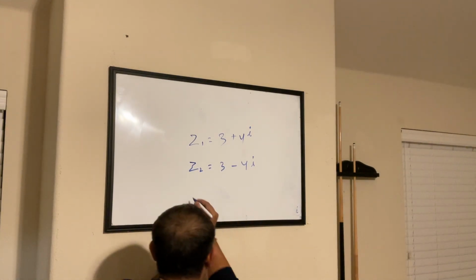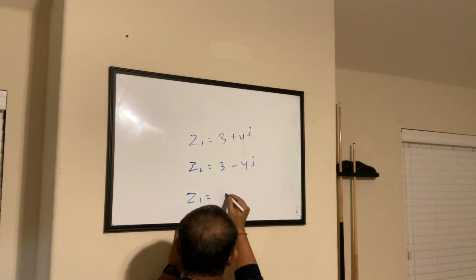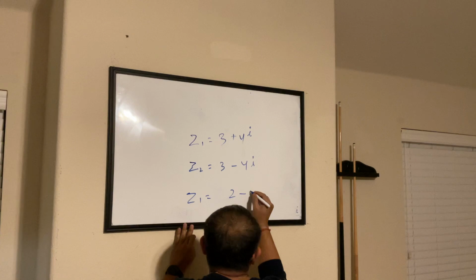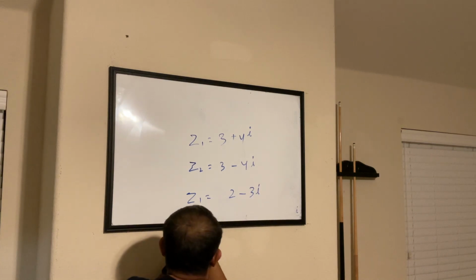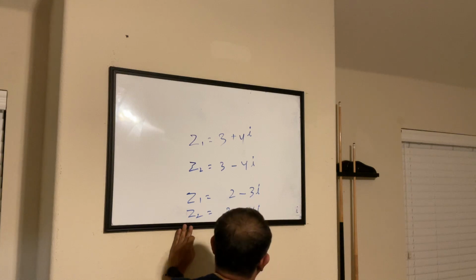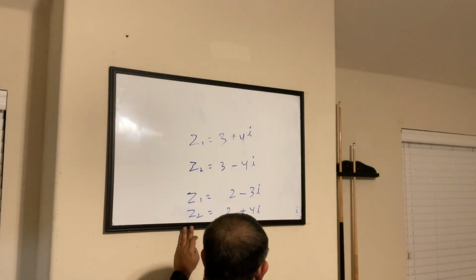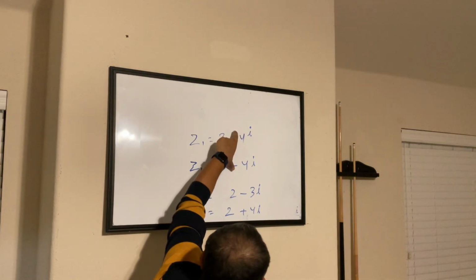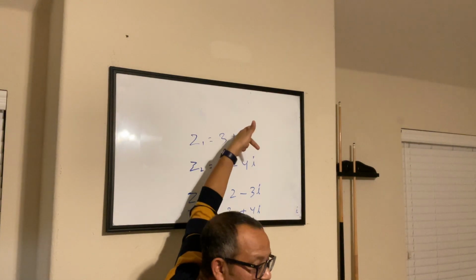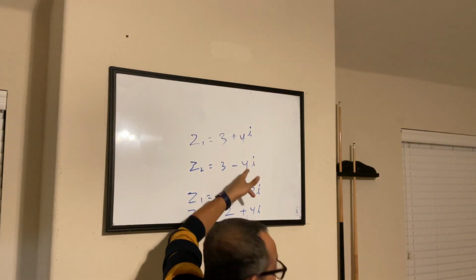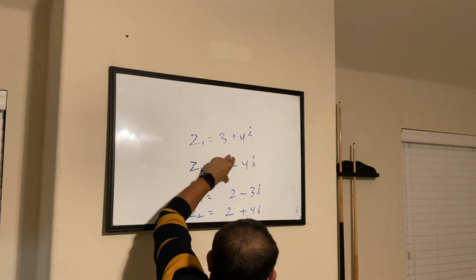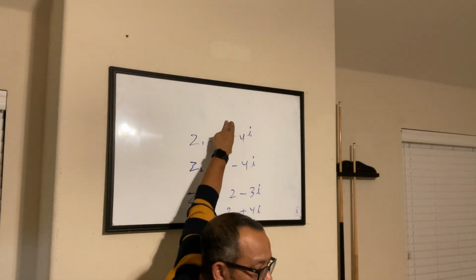Okay, so if I have a complex number z1 as, let's say, 2 minus 3i, the conjugate of that will be 2 plus 3i. So if you observe this carefully, your imaginary component reverses its sign. That is what is called a conjugate of any number. So this guy's conjugate is this guy, or this guy's conjugate is this guy.